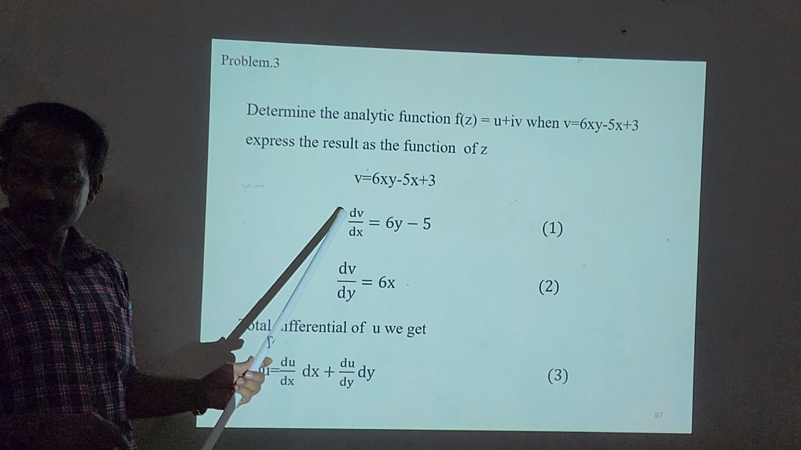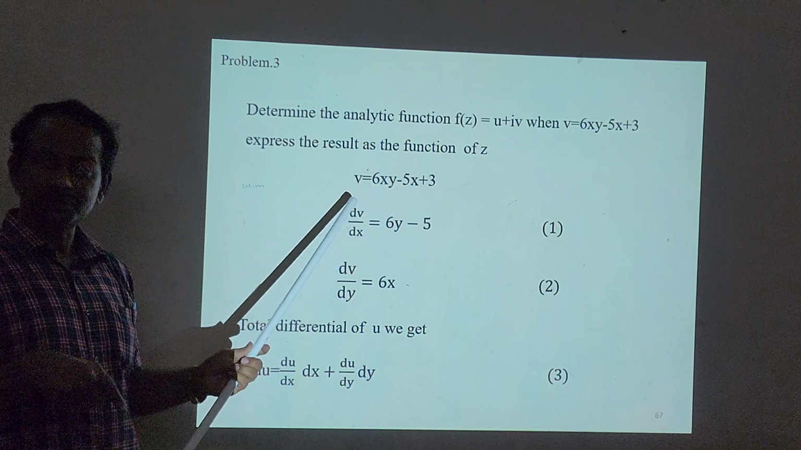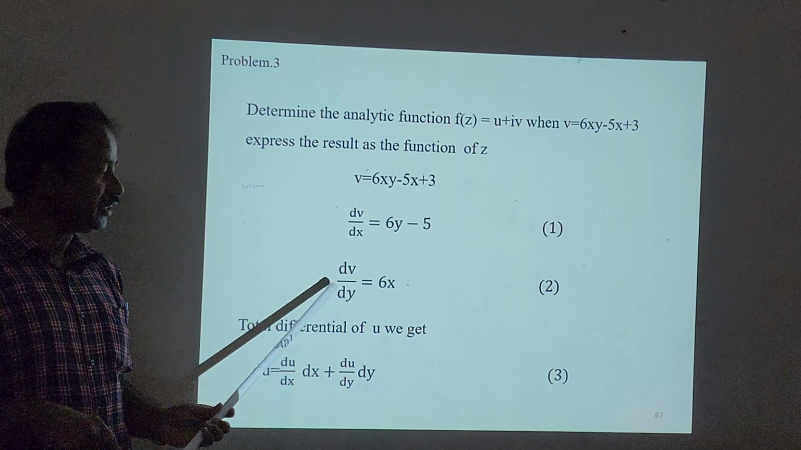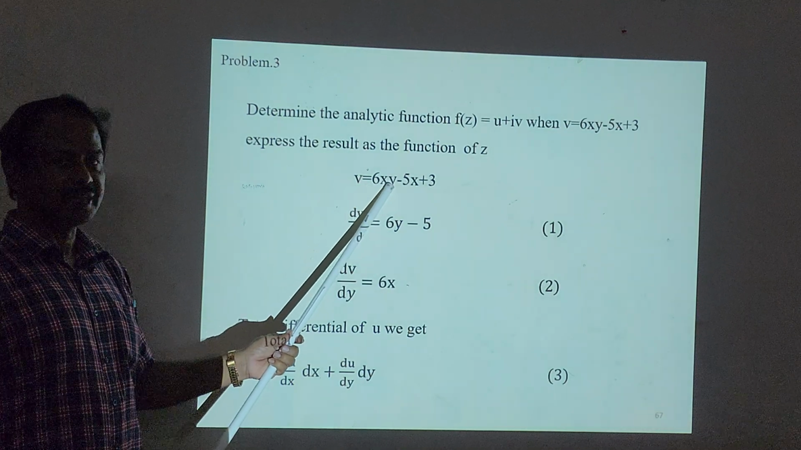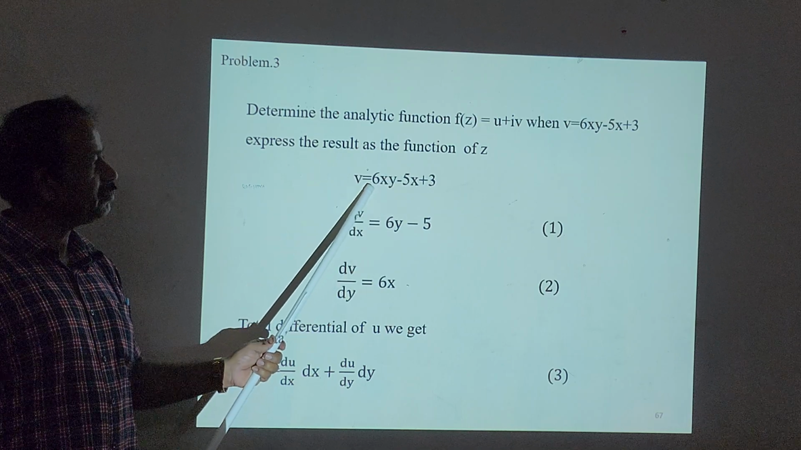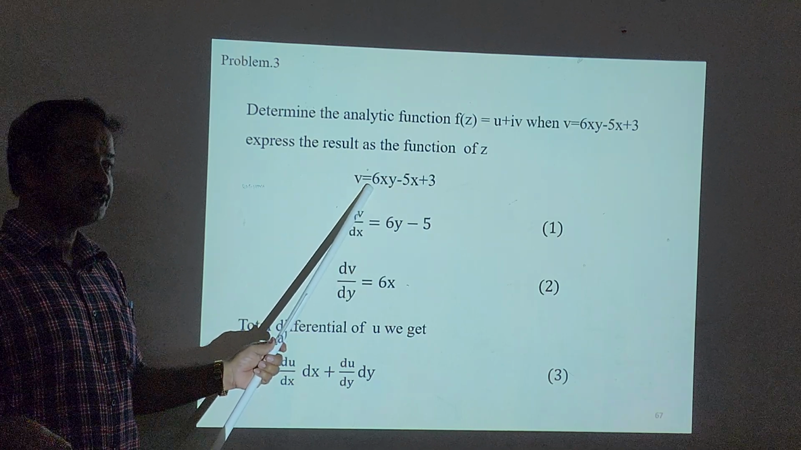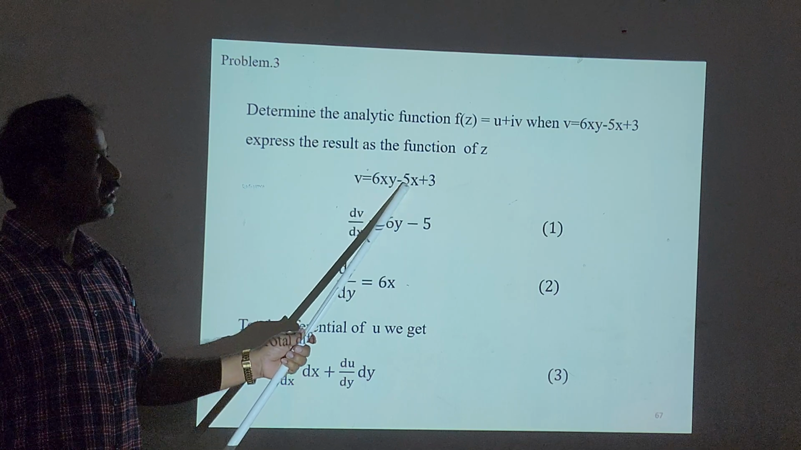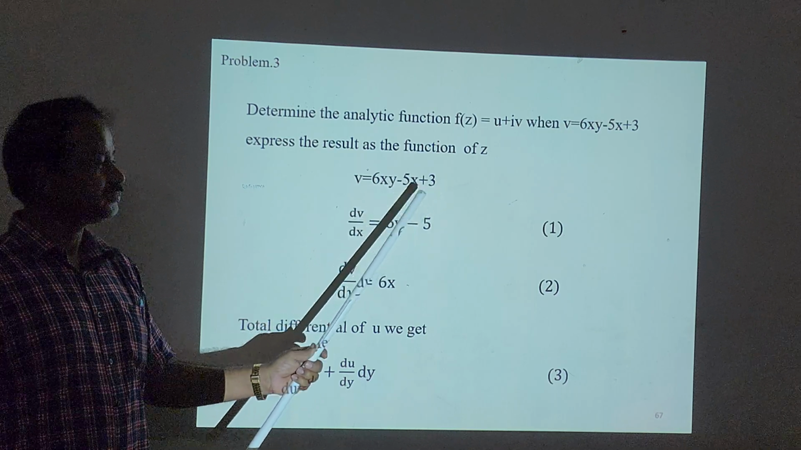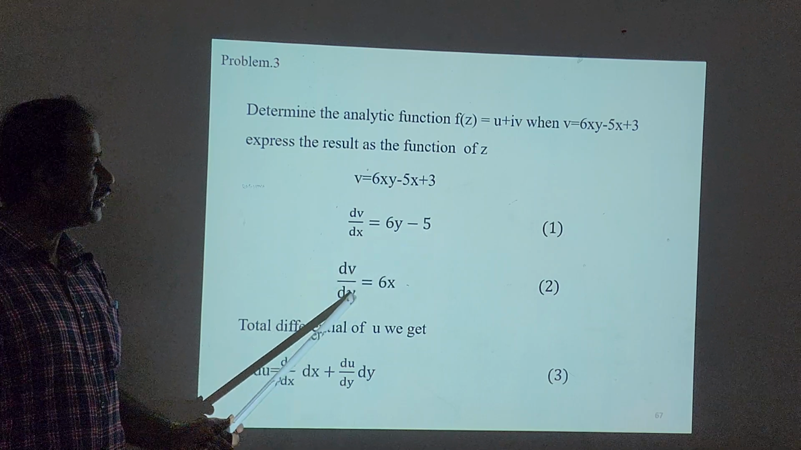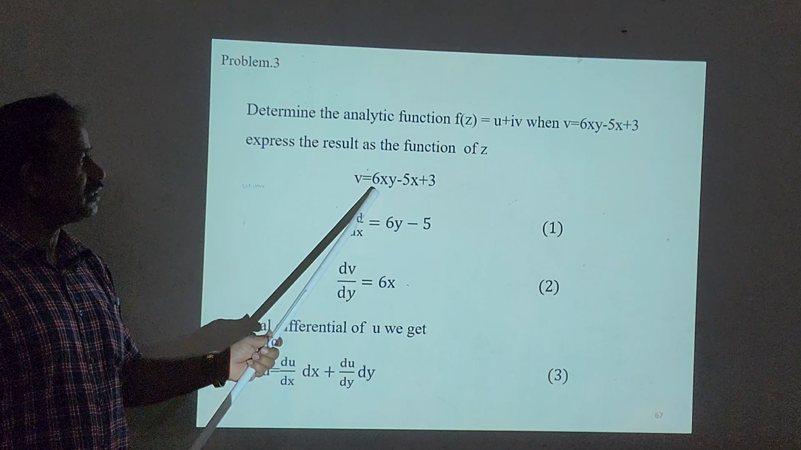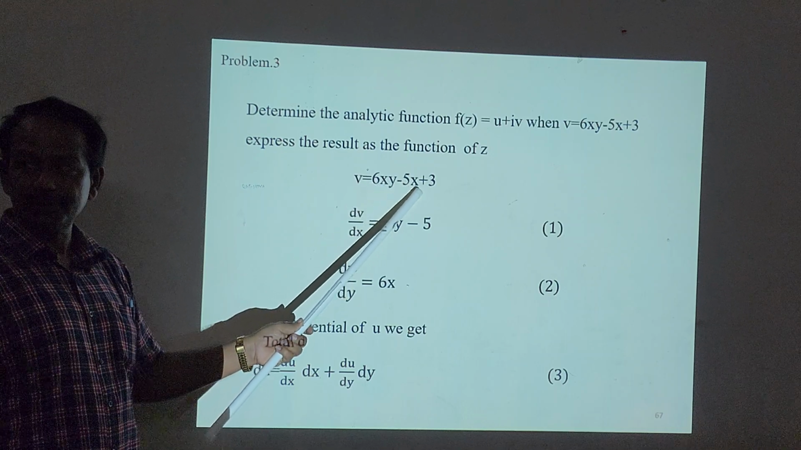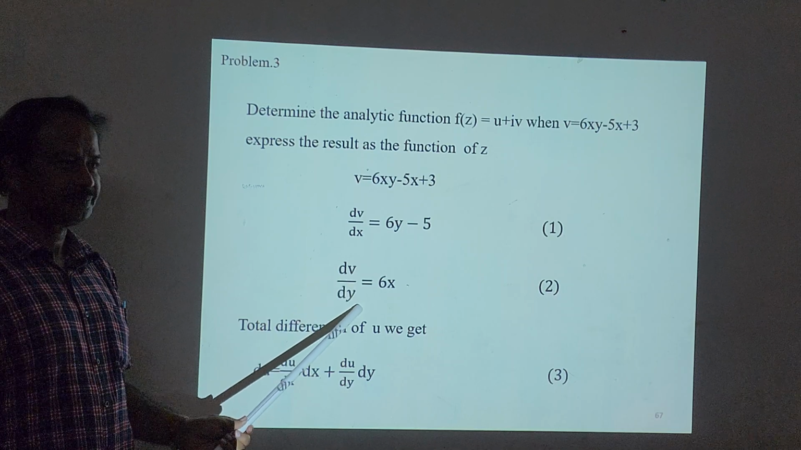As usual, you will have to find out dv by dx and dv by dy. So dv by dx equals, come on, you will have to find out now. v is given as 6xy minus 5x plus 3. So for dv by dx, you differentiate with respect to x. So this becomes 6y, this becomes minus 5, this becomes 0. So 6y minus 5. Now dv by dy. In this, you differentiate with respect to y. So dv by dy is given as 6x, this becomes 0, this becomes 0. So we have found dv by dy.